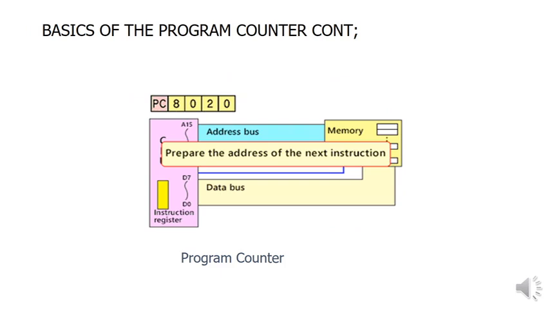The basic program counter, like I've said now, this is just the simple diagram of a program counter: the address bus, the memory, the data bus, then the instruction registers, then the type of the PC, the program counter. Just a simple analogy of how it looks like.